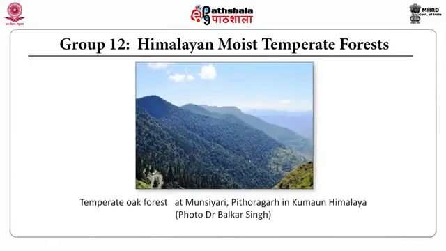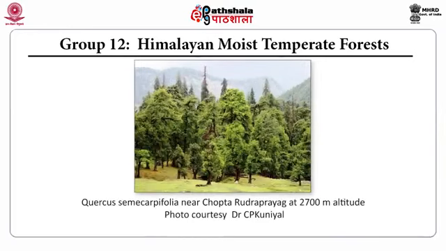So, in this slide we see a view of the Himalayan moist temperate forest from the Munsiyari region of Pithoragarh in Kumaon Himalayas. It is dominated by the oak species. In this slide we see a view of the Himalayan moist temperate forest dominated by Quercus semicarpifolia. It is from the Rudraprayag region at a height of 2700 meter altitude.